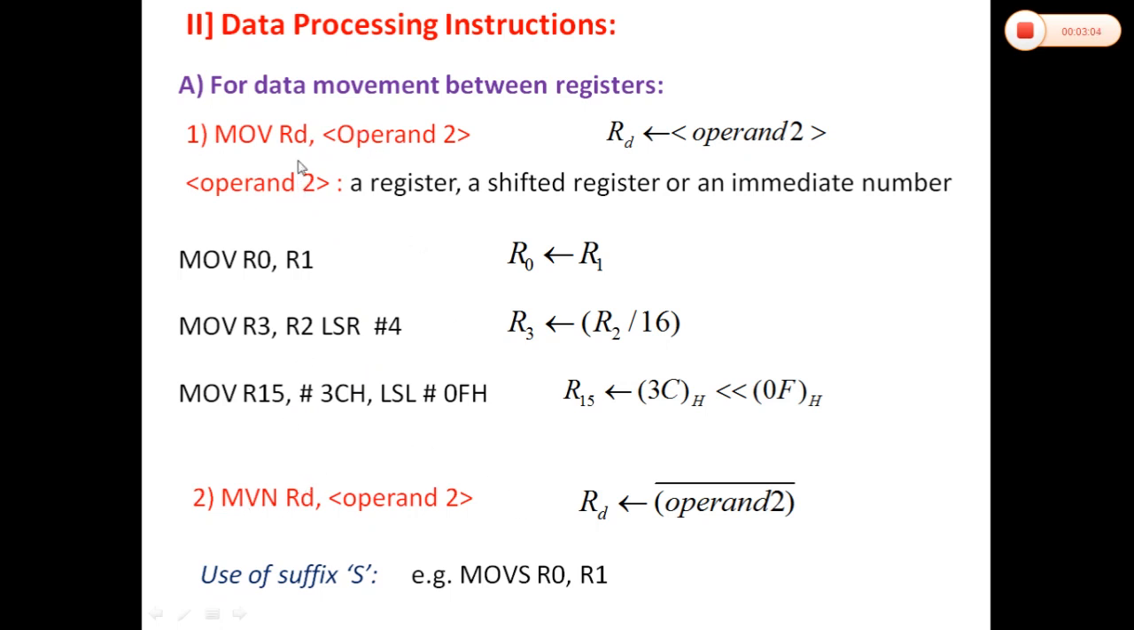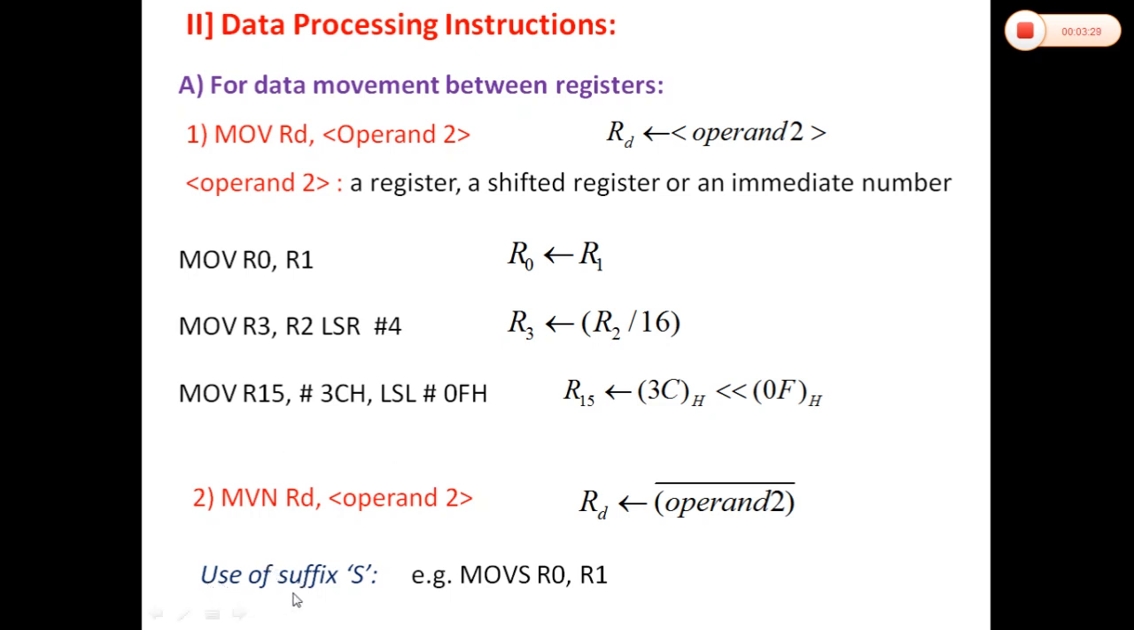Another instruction under this category is move negative, MVN Rd, operand 2. This instruction moves the complement of operand 2 into the destination register Rd. So these are the instructions for data movement within the registers of the register bank.